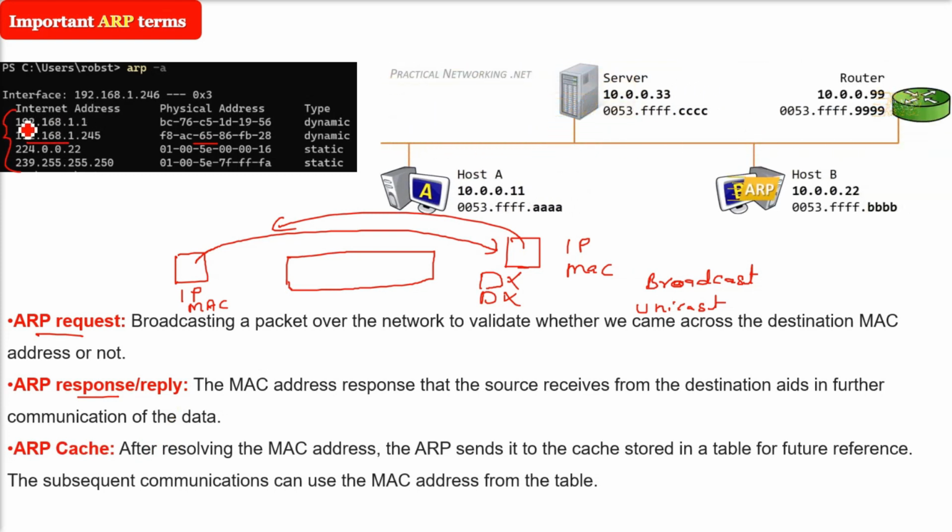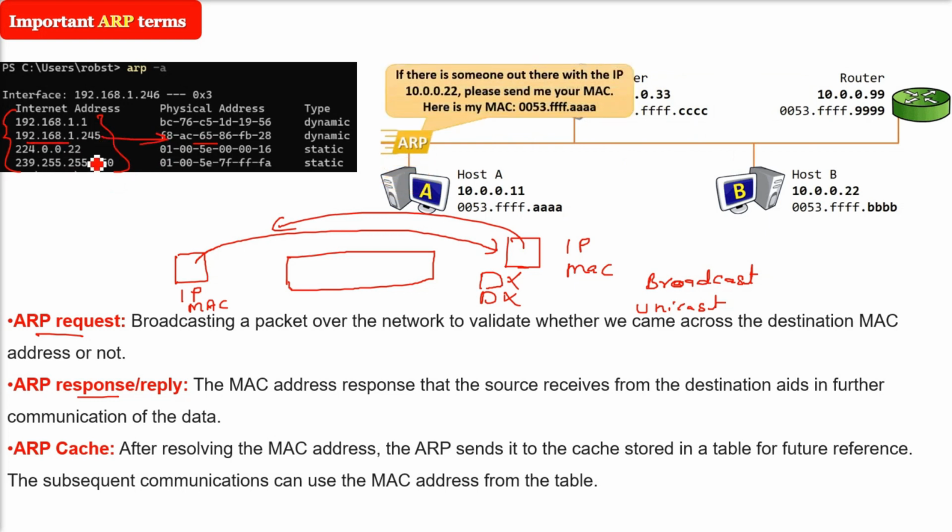Then the ARP cache: after we resolve the MAC address, ARP sends it to the cache, stored in a table for future reference. The subsequent communication can use the MAC address from the table already created, and this is the cache.